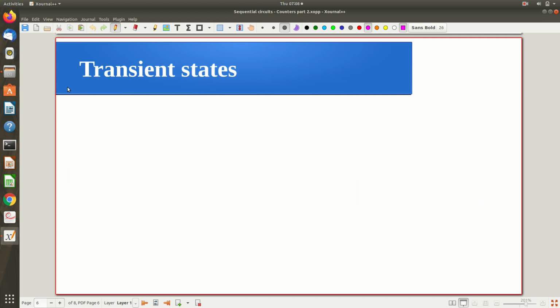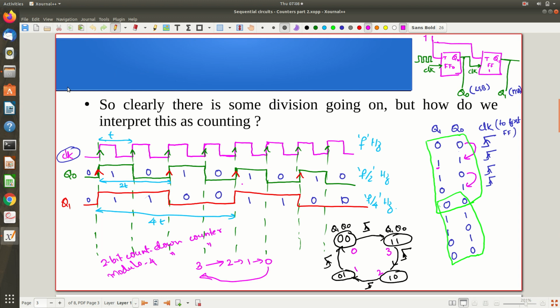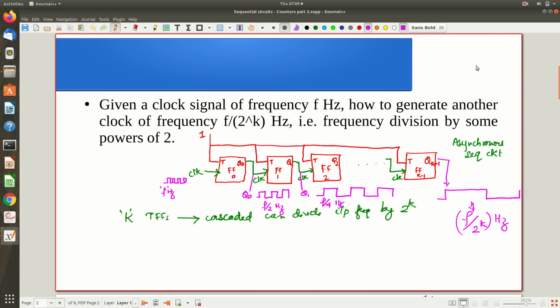So what is the problem with this asynchronous counter? Something I told you already. When you are connecting the clock only to the first flip flop, and the output of that we are connecting to the second one, like that, this is the asynchronous configuration. But the problem here is something called a rippling effect, right? Some delay problem will be there. So we call this asynchronous counter a ripple counter also.